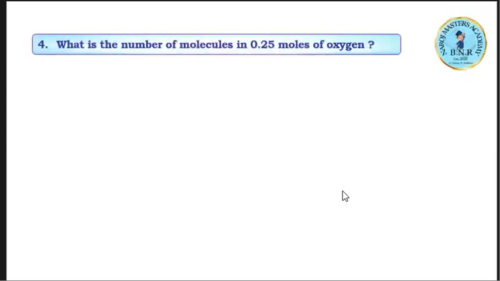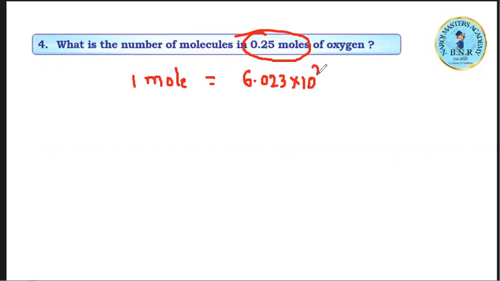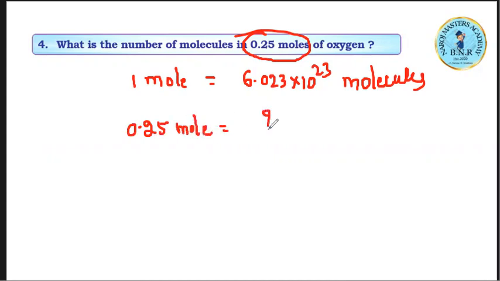What is the number of molecules in 0.25 moles of oxygen? So 0.25 moles is given. We know that 1 mole is equal to 6.022 into 10 power 23 molecules. Then 0.25 moles is equal to question mark.